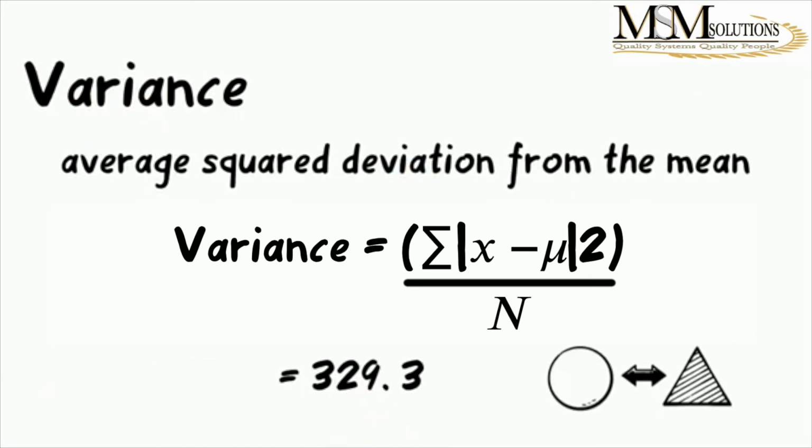So what's the difference between it and standard deviation? Standard deviation is the square root of this number. So there is a relationship between variance and standard deviation. Standard deviation is the square root of the variance. So that is the difference between those two concepts.